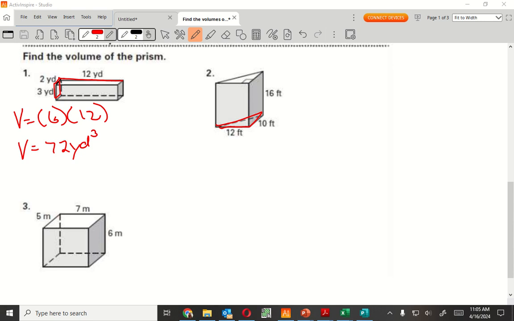So my area of the base is going to be 1/2 times 10 times 12. So my volume is going to be, what's that going to be? 60 times the height, which is going up this way, 16.